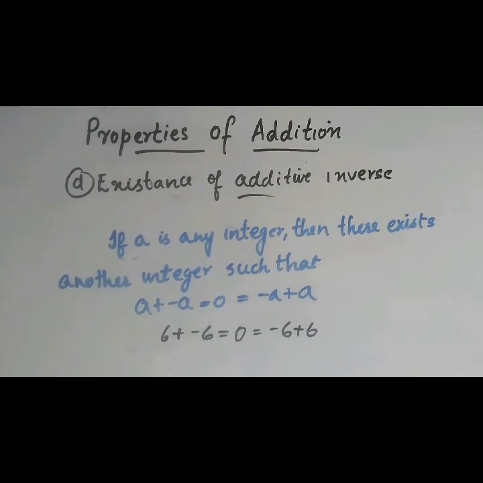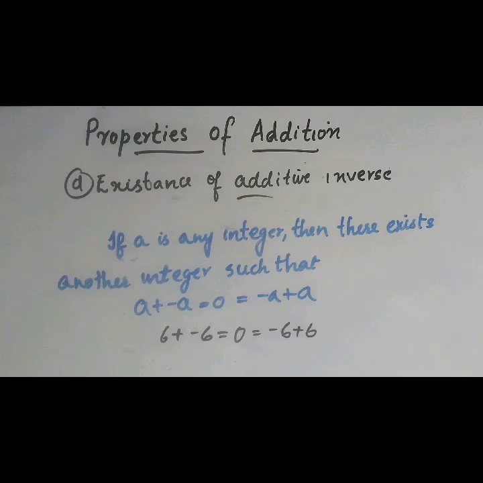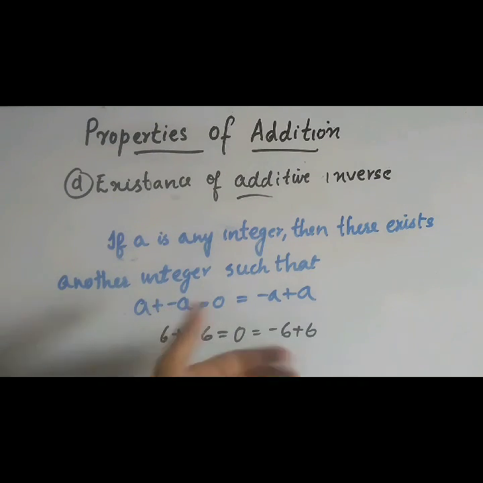Here comes the next property of addition, existence of additive inverse. What does it say? If a is any integer, then there exists another integer such that a plus minus a is equal to 0, or minus a plus a is equal to 0. For example, 6 plus minus 6 is equal to 0, or minus 6 plus 6 is equal to 0.